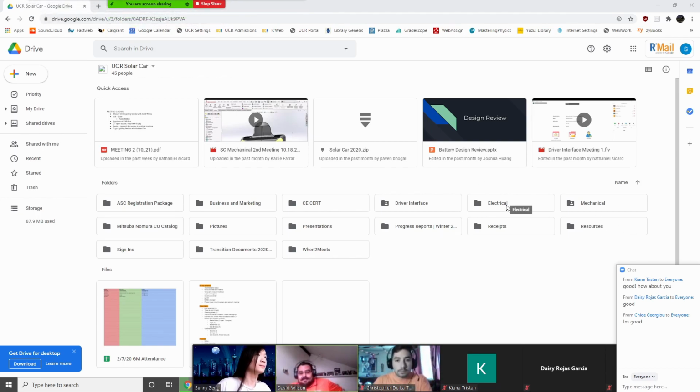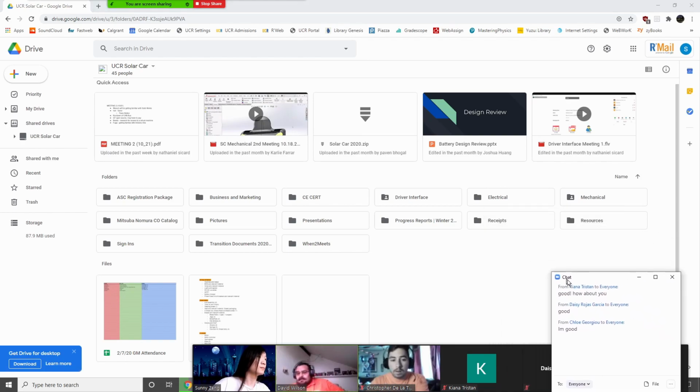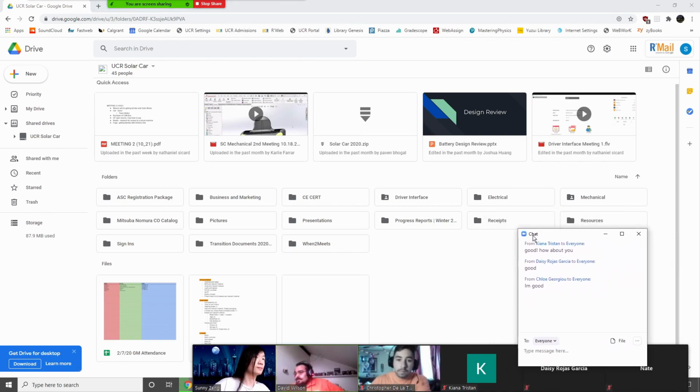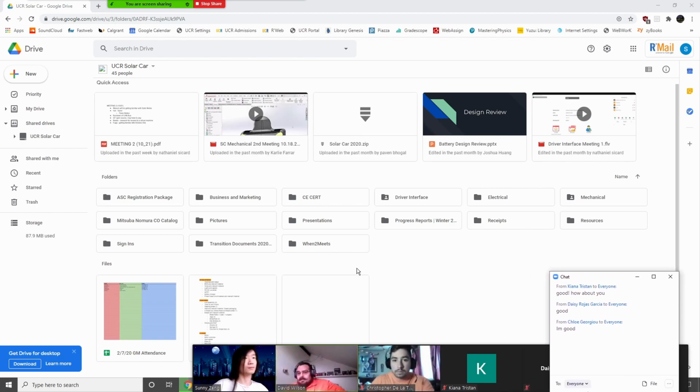So this is the base screen. You'd normally just go to your drives. If you don't have access to the drive, let us know so that we can get you access to that drive. I believe all we need is your email. So if you can just type it into Discord in the electrical section, that'll be a lot easier that way. And go ahead, Sunny, and click into electrical.